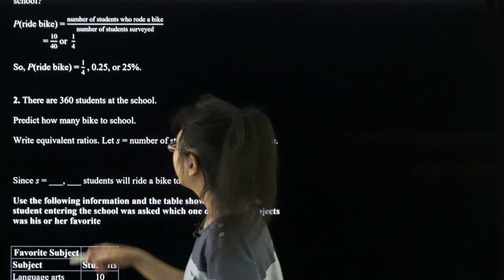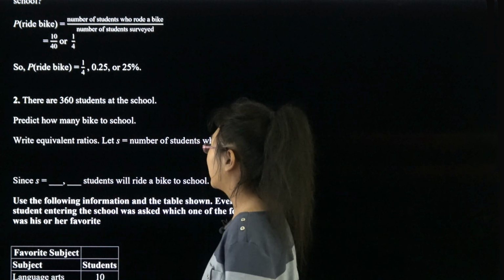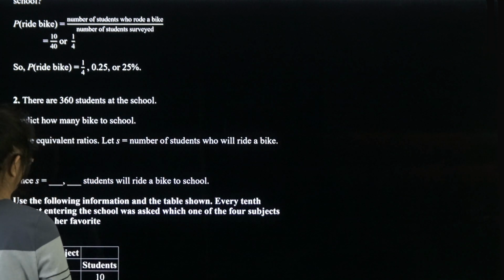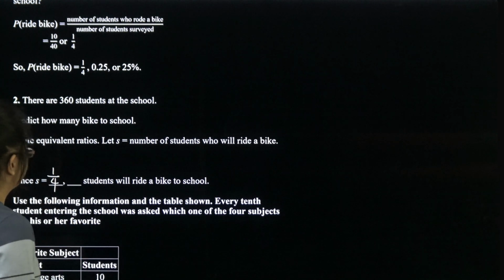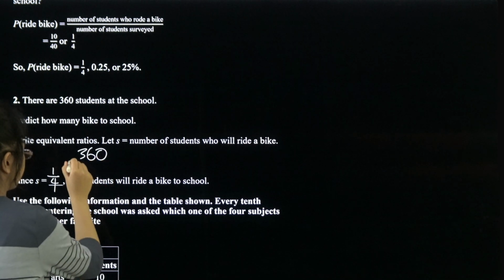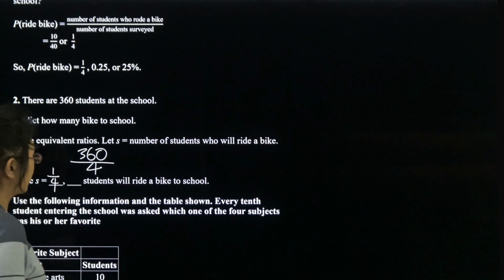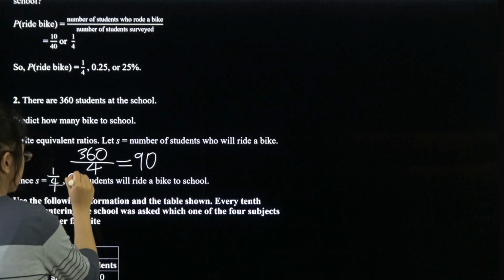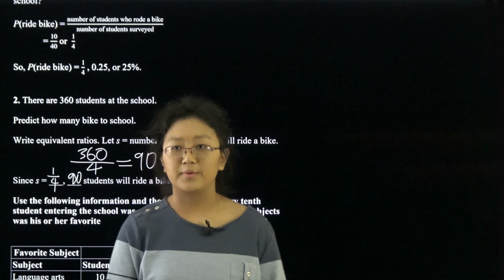Now that we know that, there are 360 students at the school. Predict how many bike to school. Let's say S equals the number of people who will ride a bike. So S equals 1/4 of the population. And there's 360 people in the population. 360 times 1/4 is 360 divided by 4, so that's just 90. So 90 students will ride a bike to school. Simple, right?